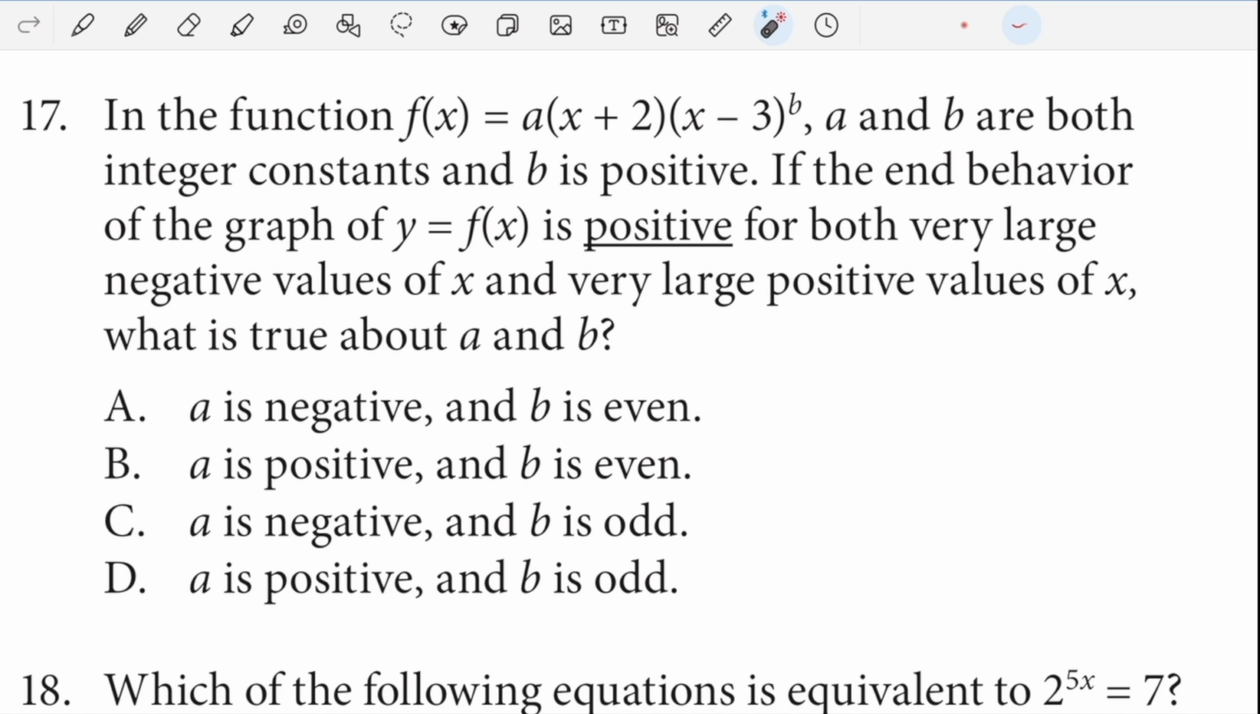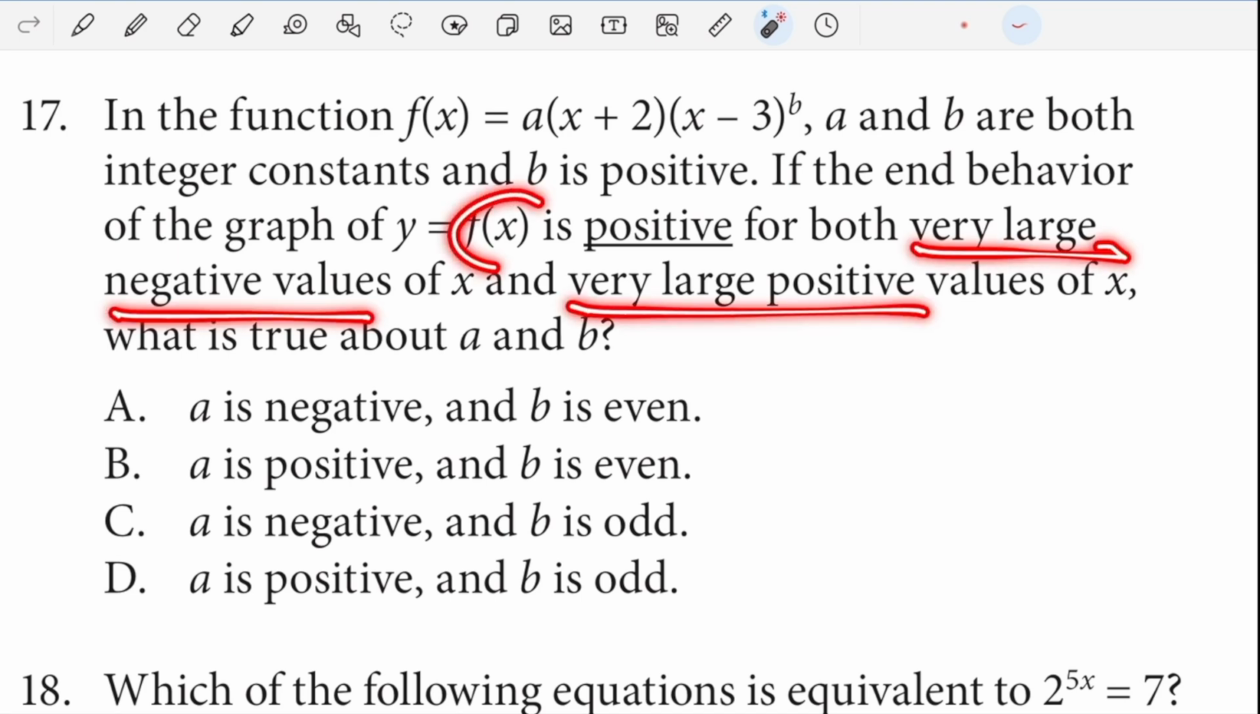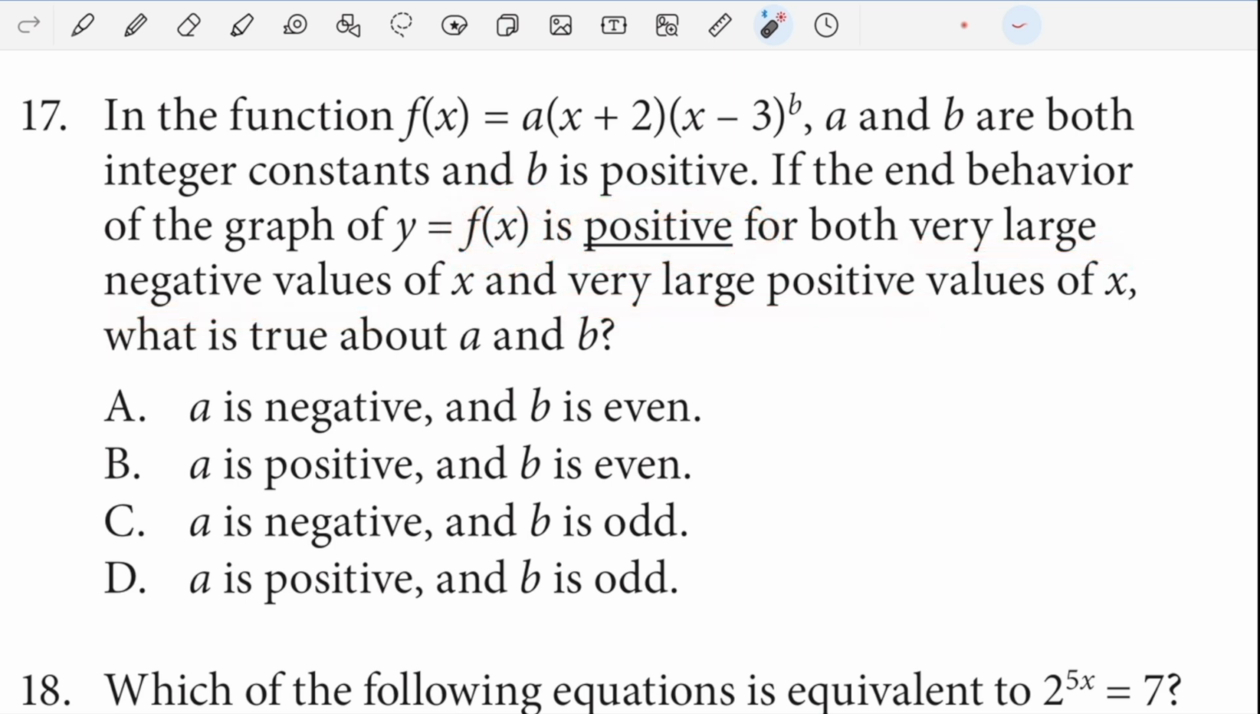So they're saying when they give me very large negative, very large positive values of x, the answer is going to be positive. So I've got to go back here and plug in values. And when they're saying very large positive, so like 100 plus 2, right? Or 100 minus 3. So this doesn't matter. The 2 doesn't matter because of the very large number, or 1,000, right? Something really big.